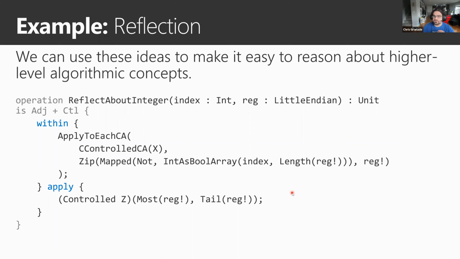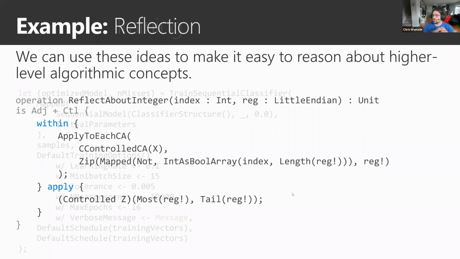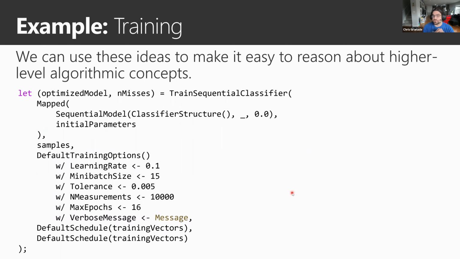And so I get the reflection I want, and as a library user, I don't have to think about this decomposition into bits anymore. I say reflect about 3 on this Little Endian register. And so that makes it a lot easier to express things at a higher level in terms of how the algorithm works. And that's exactly what we do with the QML library when we talk about training.